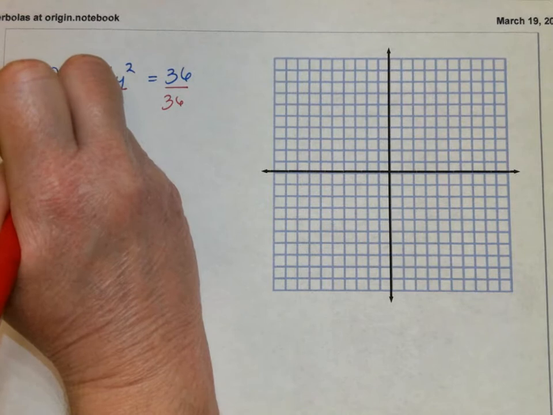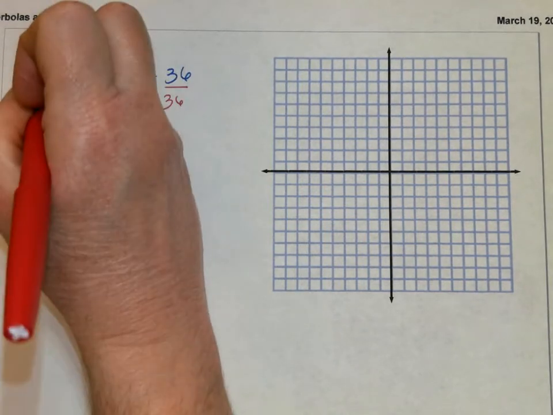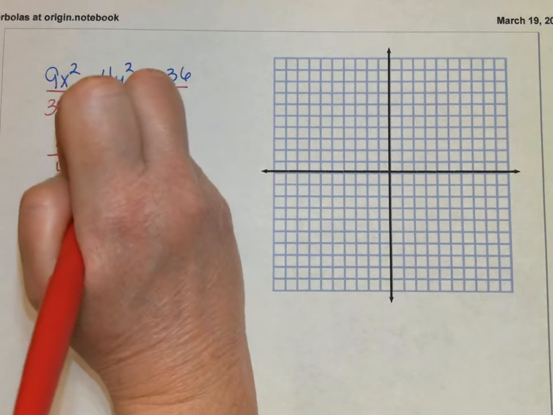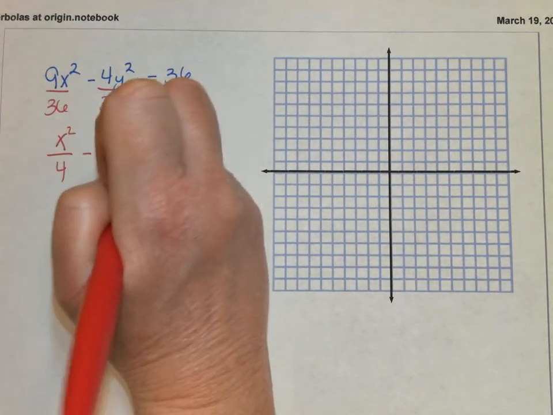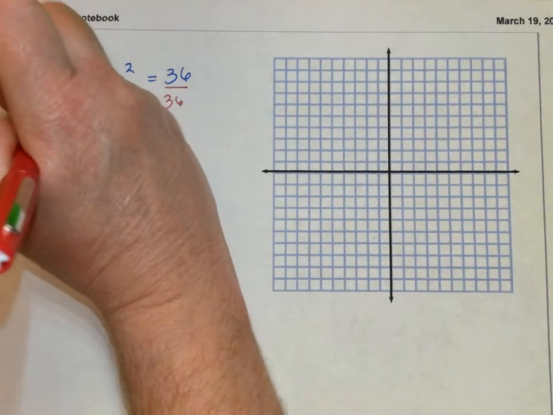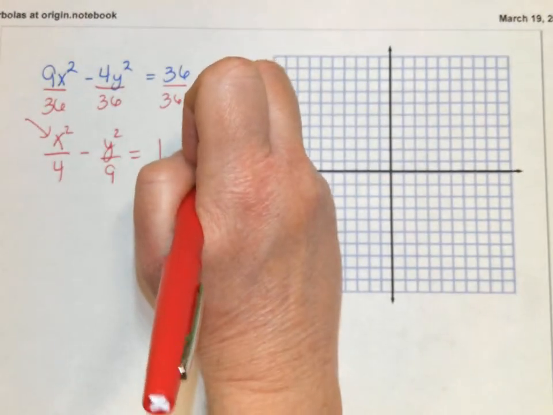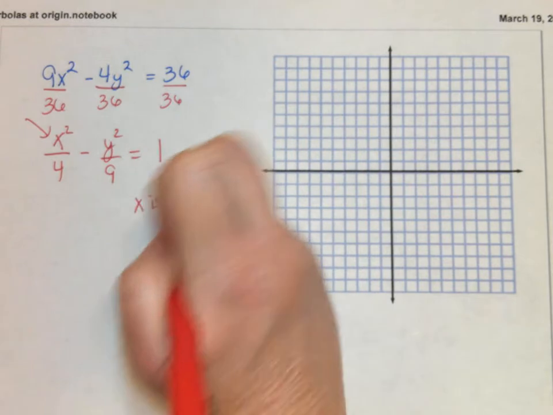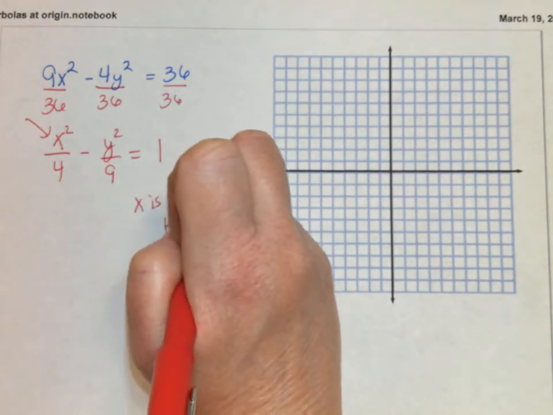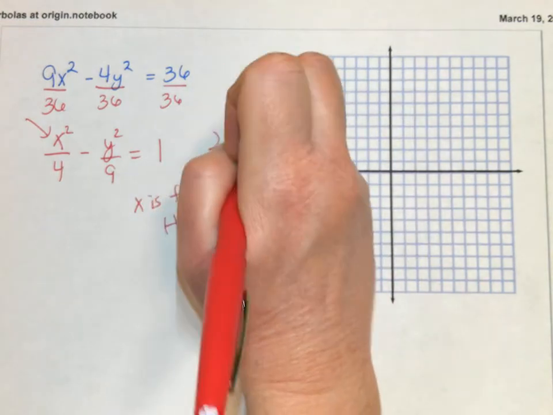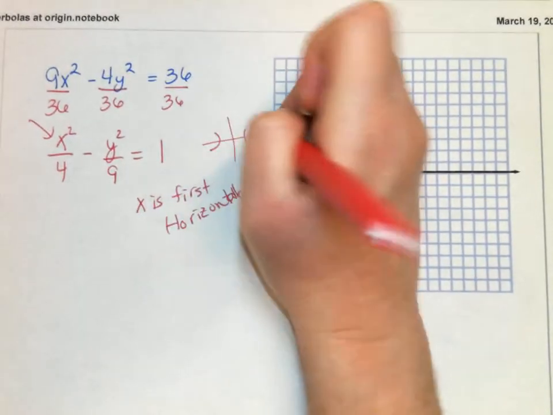So that gives me a new equation of x squared. What's 9 into 36? It goes 4 times. 4 goes into 36 9 times, and 36 goes into 36 1 time. Now I have the standard equation of an ellipse. I know it's horizontal because x comes first, which means I'm going to draw like this. I'm going to have it look like that.